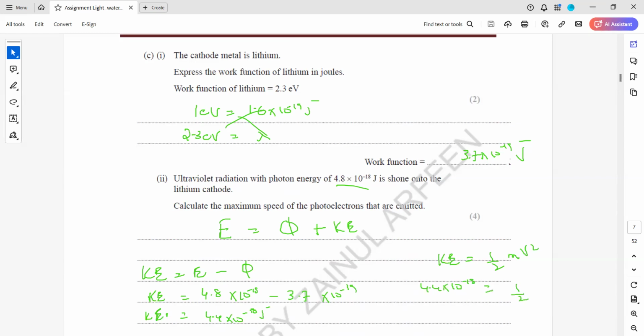Half the mass of the electron, which is a constant value 9.11 times 10 to the power minus 31, and then v squared. Simplify the equation: 4.4 times 10 to the power minus 18 multiplied by 2 divided by 9.11 times 10 to the power minus 31, and that is v squared. So you have to take the root to get the value for v, which is 3.1 times 10 to the power 6 meters per second. So this gives us the speed at which the electron will be emitted from the metal surface.